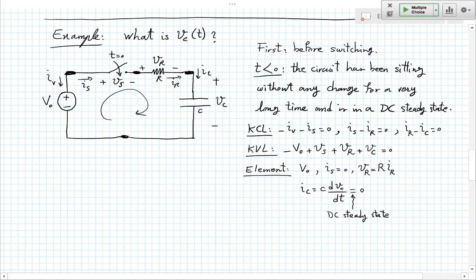If you look at Ohm's law for the resistor, you see that the resistor also has 0 volt drop across it because its current is 0, and so its voltage is also 0. So all you have left is the KVL. Now look at the KVL. V naught is a known quantity. VR is 0. What is Vs? We don't know. Can be anything. The switch doesn't impose anything. And what is Vc? Well, that's what we are interested in.